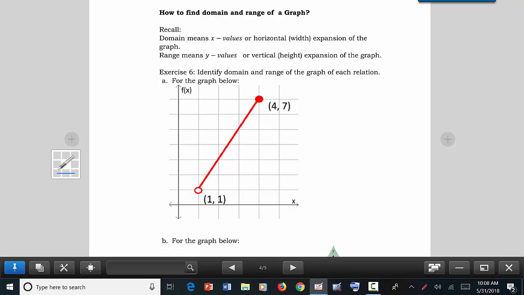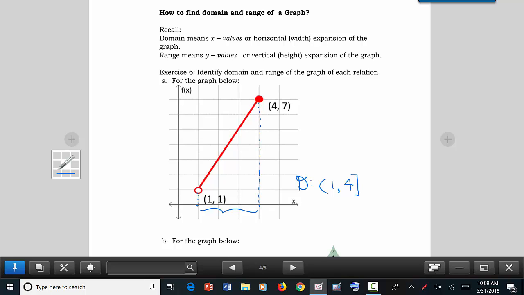Now here, in problem number 6, we have to find a domain. Domain is how much it is extending along the x-axis. Let's see. Here, it is extending this much along the x-axis. The left hand point is not included, that's why it's starting at 1, and it is extending all the way to 4, but 4 is included. That's why we have to put the bracket. So that's how we find the domain.